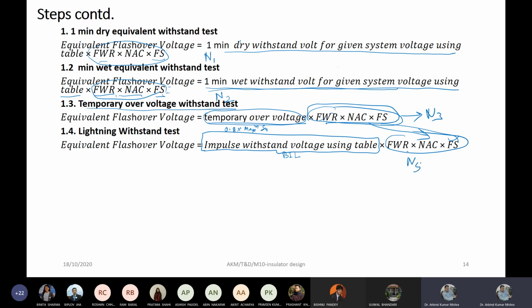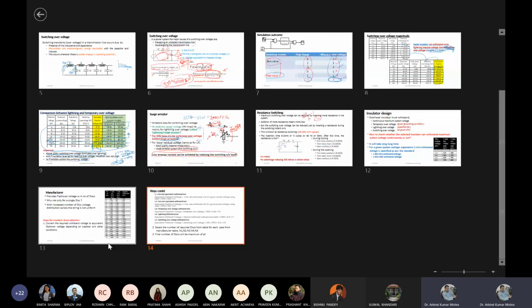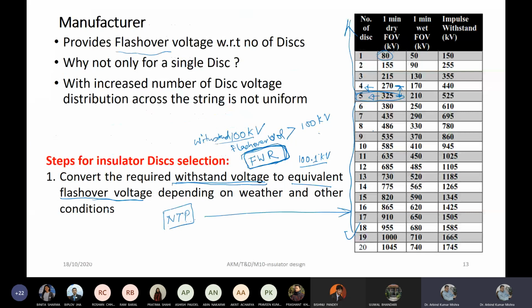Now if you go back to the previous slide, there is no column for how much the temporary overvoltage will be. So what you do is, for n3 you use this, because a fault can occur even during wet conditions, and for temporary overvoltage, assuming it may last for 1 minute wet condition or so. So for n1 you follow this. This will be followed for n2 and n3, and this we are saying for the lightning. So this is for n4. Just follow this column.